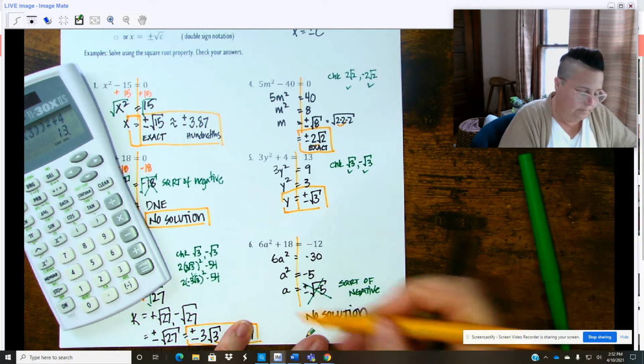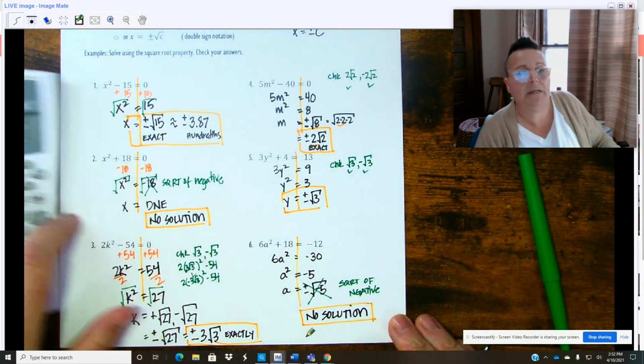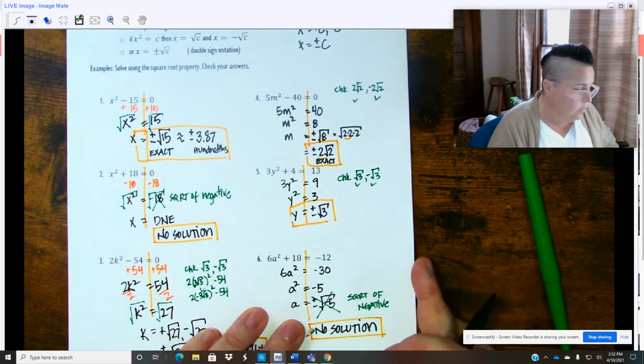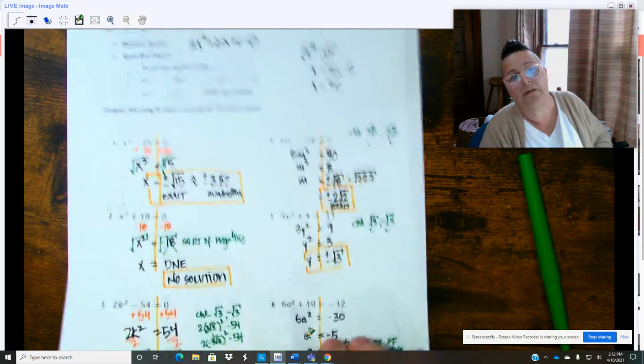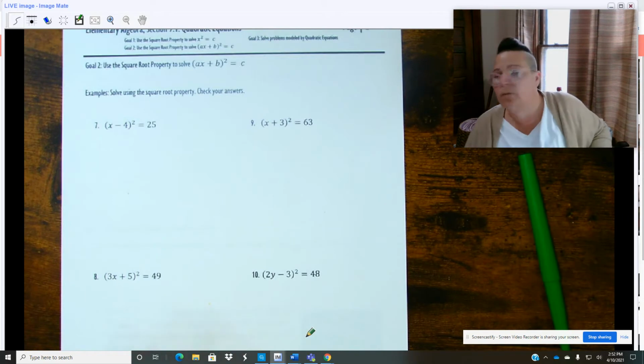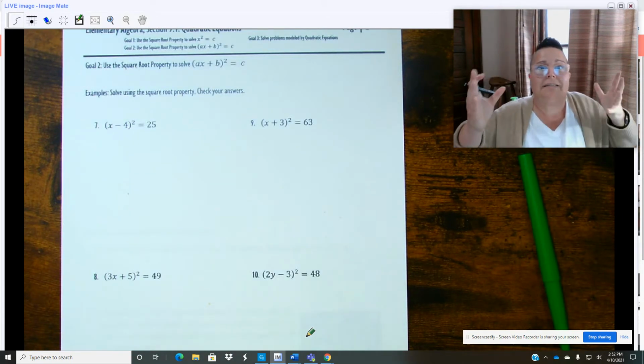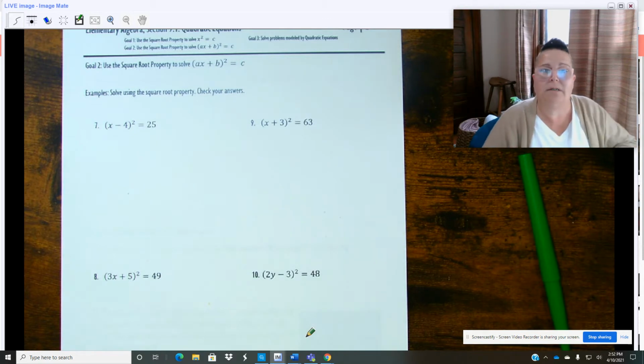All right. Those are the basic problems. We're going to kick it up a notch in the second goal, and we are going to have the square root property solving binomials. Oops, there goes my little post-it. We're going to have the square root property solving binomials, ax plus b, quantity squared. See how we got that big thing in the quantity?